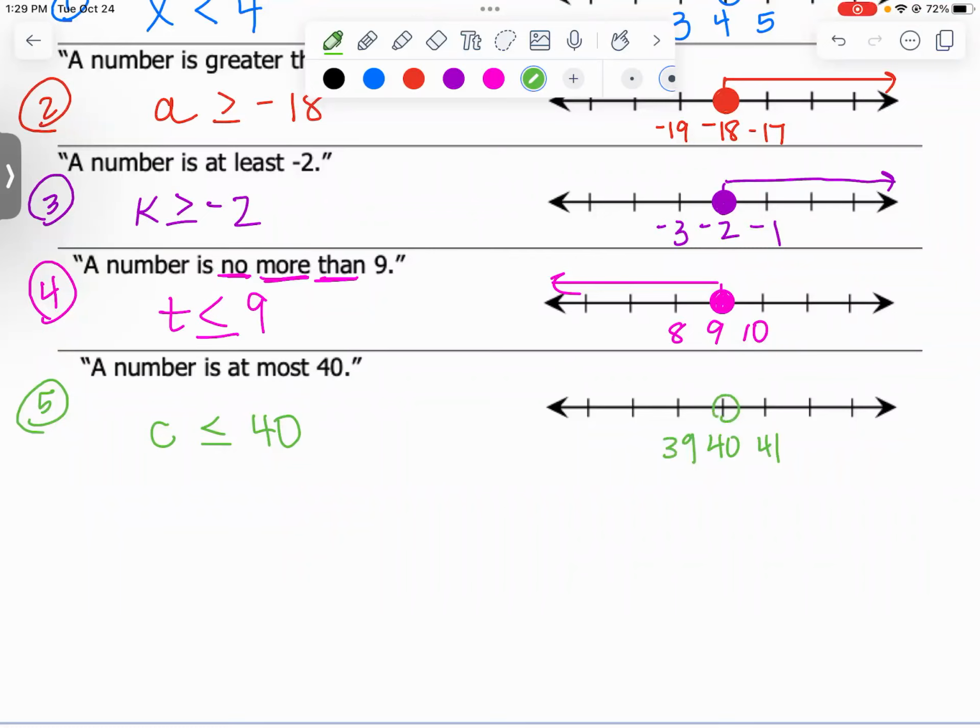So at 40, we're going to have a closed circle. And it's going to go down, so to the left, right? I should say right to the left, correct?